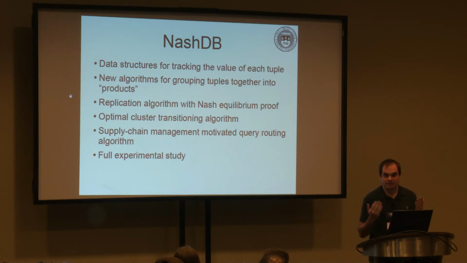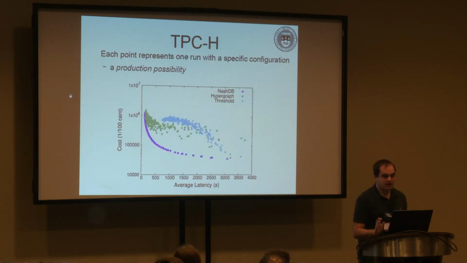Also in NashDB, we have a full experimental study, but today I'm just going to show you one little graph that I'm going to attempt to explain. So carrying through with the ideas that we should use economic intuition, we ran this study in the same way that an economist would. And so instead of looking at just query latencies for fixed parameters, we looked at something called a production possibility curve.